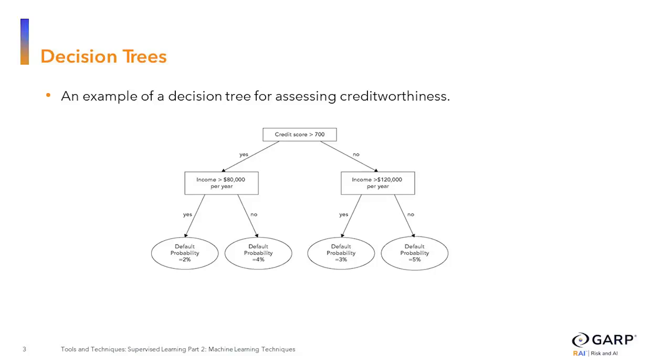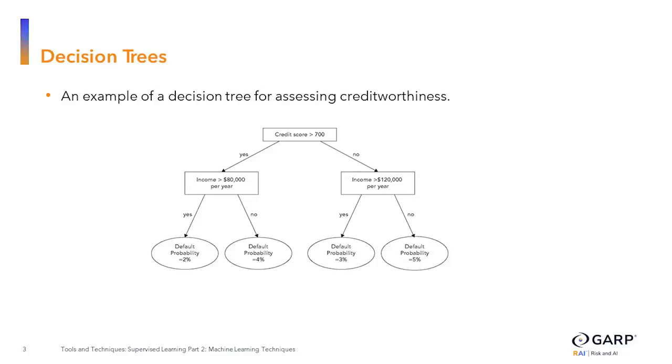If it is yes, you move on to the next question. Is your income above 80,000 per year? If it's yes, you go down to an outcome. If it's no, you come down to a different outcome. And similarly on the other side.